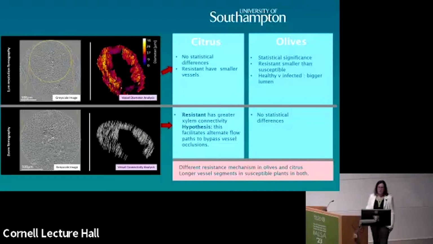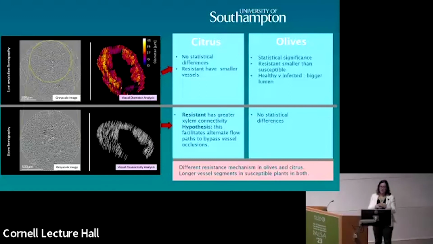And to cut a long story short, what we found between these 4 different types of samples that we were at high resolution able to image in Sirius, in the case of citrus diseased plants, we didn't see any huge statistically significant differences in xylem architecture between the 4: resistant, susceptible, infected, and uninfected ones. But the resistant ones did tend to have smaller lumen. It just wasn't significant.